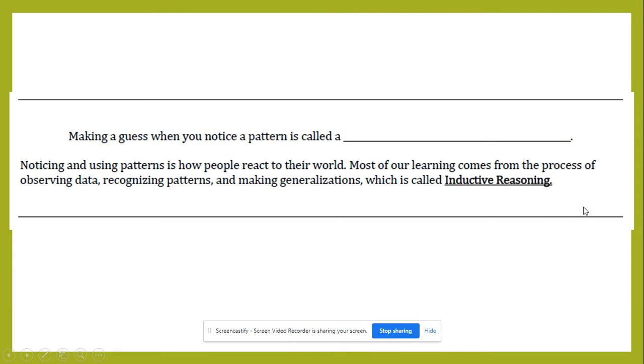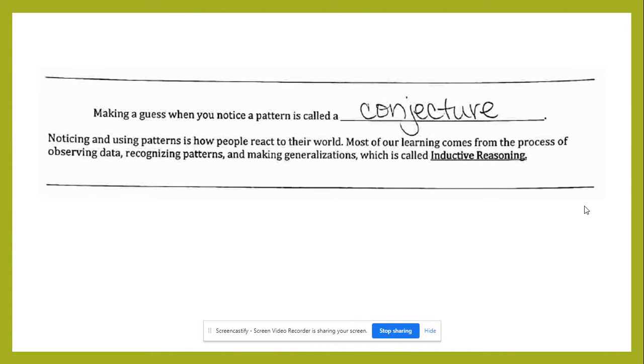Last time we talked about when you make a guess, when noticing a pattern, it's got a special name. It's called a conjecture. When you're noticing and using patterns and reacting in the world, you are using conjectures, and those are all a part of inductive reasoning. Making generalizations, reacting to the world, that's using our inductive reasoning.